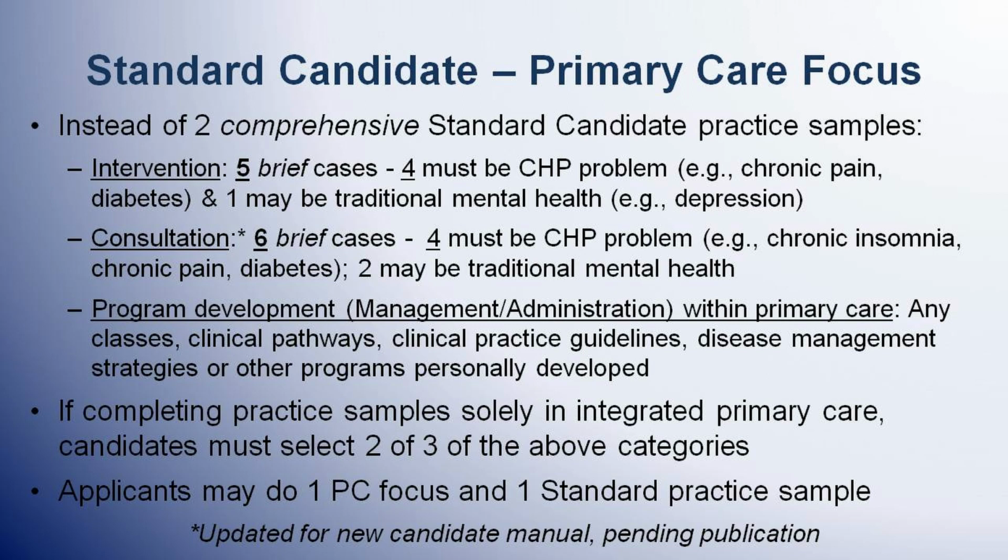psychologist who might be practicing in integrated behavioral health who's doing traditional mental health, so depression, anxiety, PTSD. We want to differentiate between that person and someone who's truly doing clinical health psychology in primary care. So they're working with insomnia or chronic pain, they're working with diabetes or hypertension or congestive heart failure. So 4 of your cases should really be focused on clinical health psychology, and then 1, of course, can be traditional mental health. We would ask for 6 brief consultation cases.